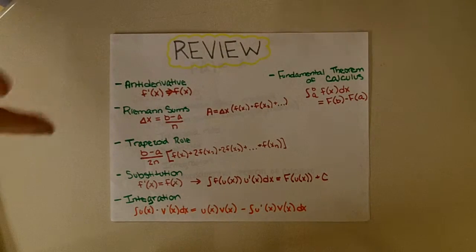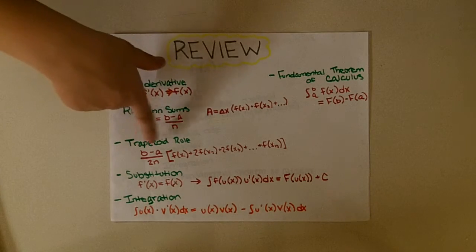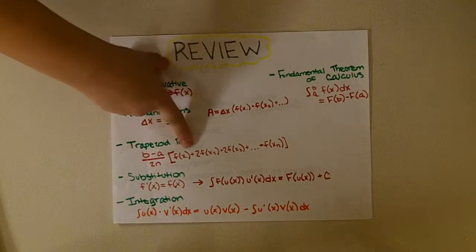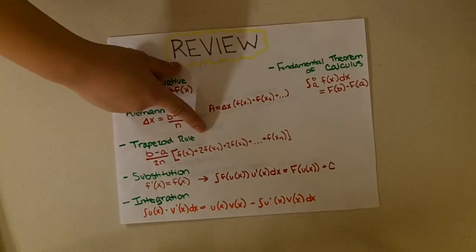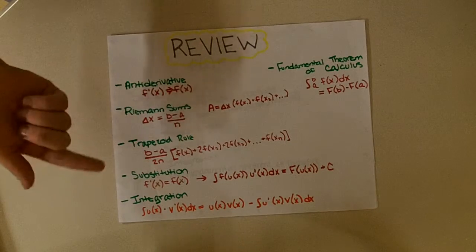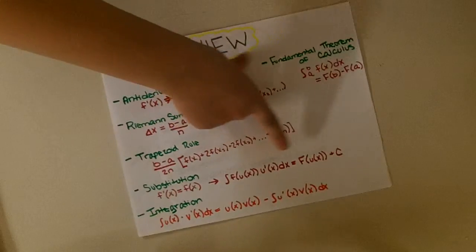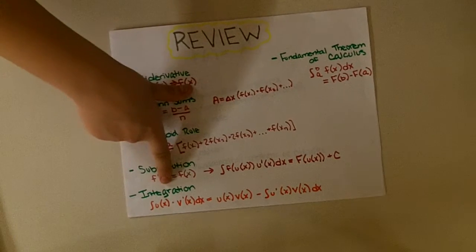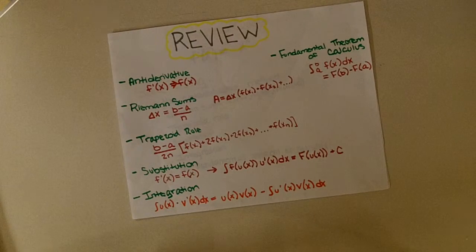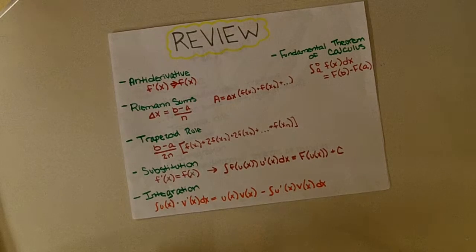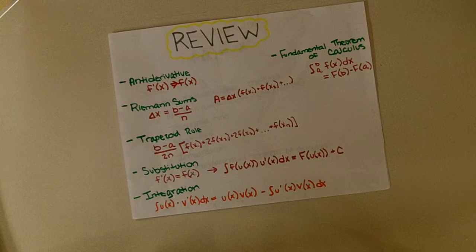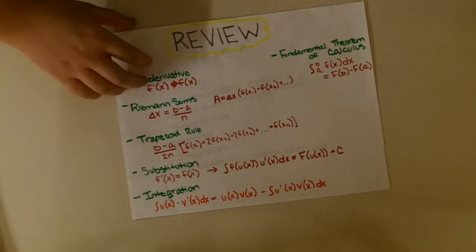it's basically another form of finding the integral using (b minus a) over 2n, and then plugging in the partitions. Substitution is similar to the antiderivative, and this equation is the final one. Integration, again, which we just talked about. Here's the equation for integration. And lastly, the fundamental theorem of calculus, which is f of b minus f of a.